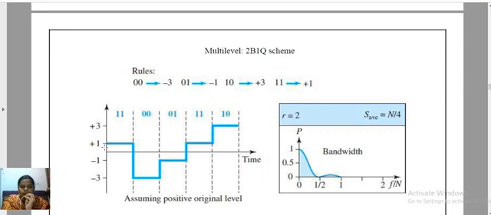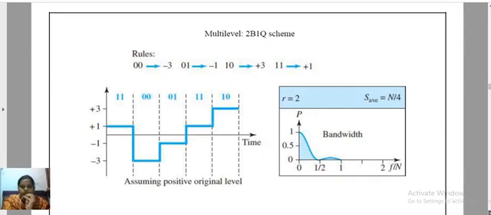Now suppose this is the bit scheme and how this is represented. 1 1 means, see the rule, this is +1, so it will start at +1. The next bit pattern is 0 0, which means -3, so it will come to -3. Next is 0 1, which means -1, so it comes to -1. Then 1 1 means +1, so it will come to +1 signal voltage. In this way the 2B1Q scheme works.